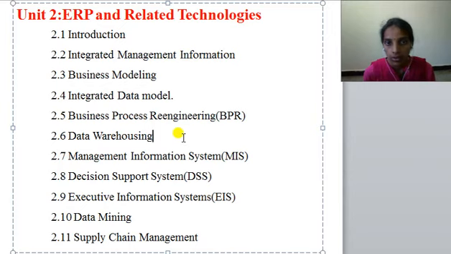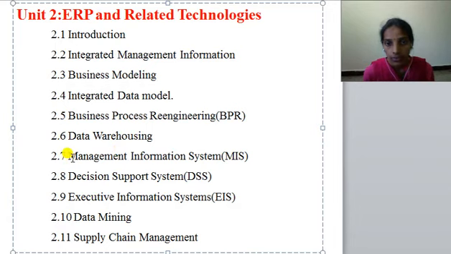Next concept is data warehousing. When we use ERP, the data is a large or huge amount. So this huge amount of data is stored centrally in a data warehouse. So data warehousing is nothing but a large place where we can store a huge amount of data centrally.